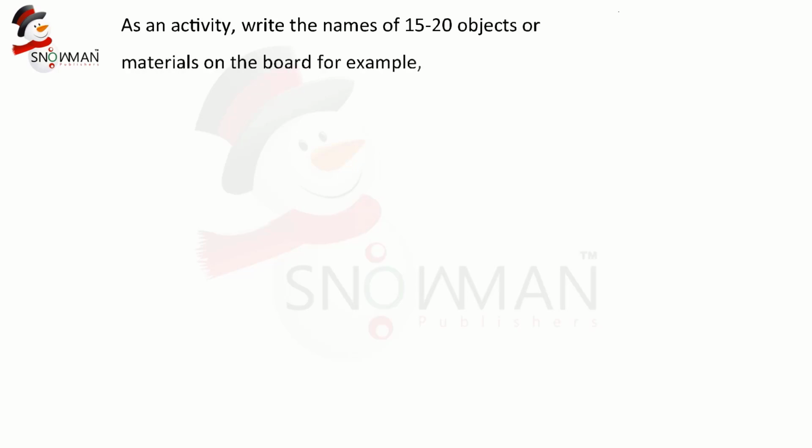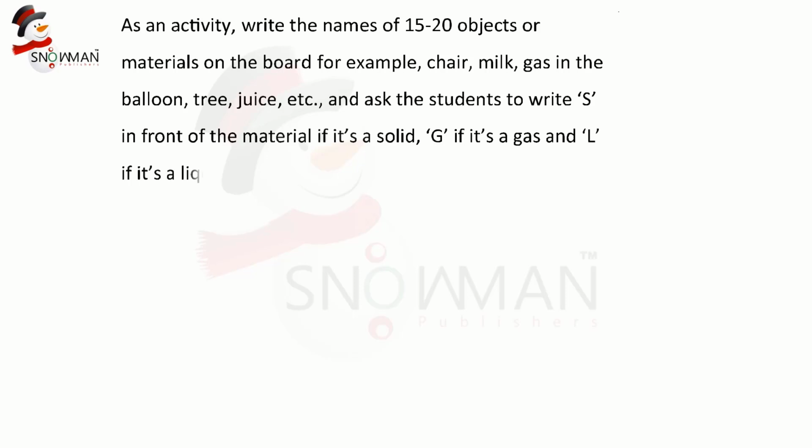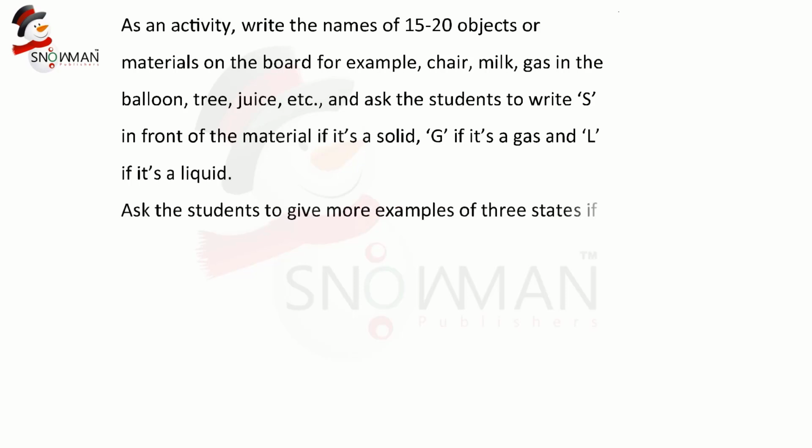As an activity, write the names of 15 to 20 objects or materials on the board, for example, chair, milk, gas, balloon, tree, juice, etc. And ask the students to write S in front of the material if it's a solid, G if it's a gas, and L if it's a liquid. Ask the students to give more examples of the 3 states if they can think of some.